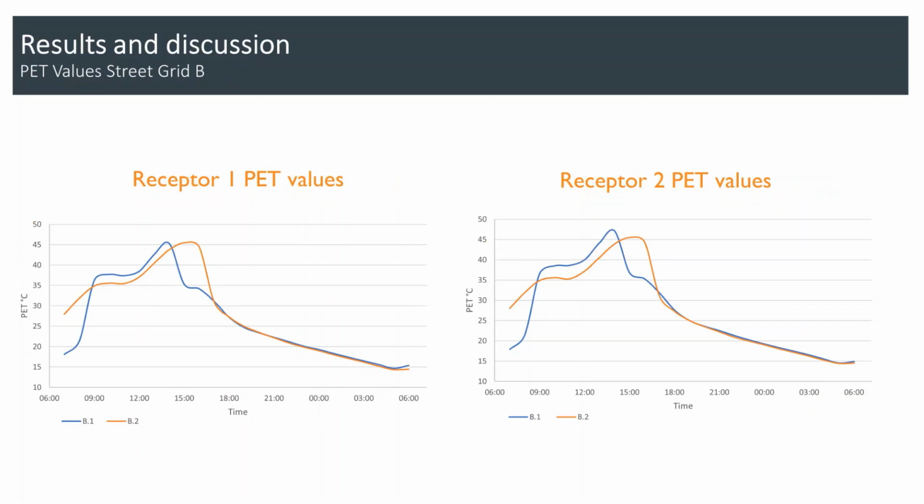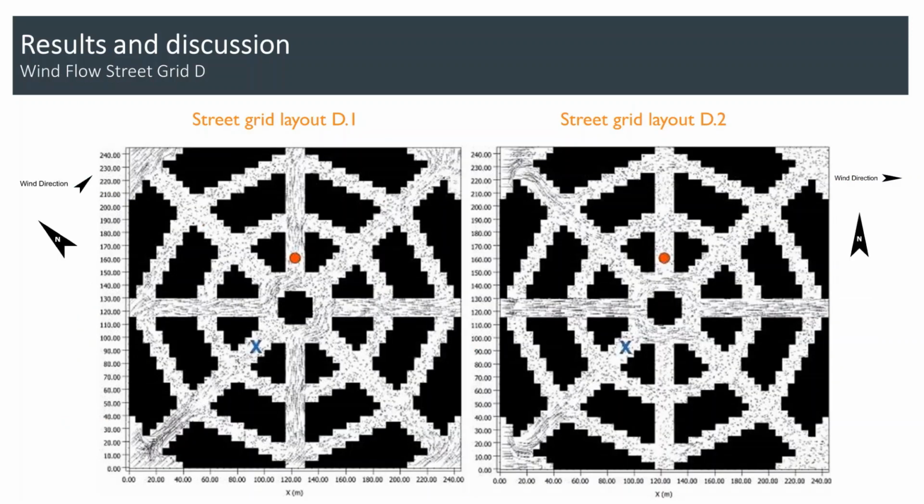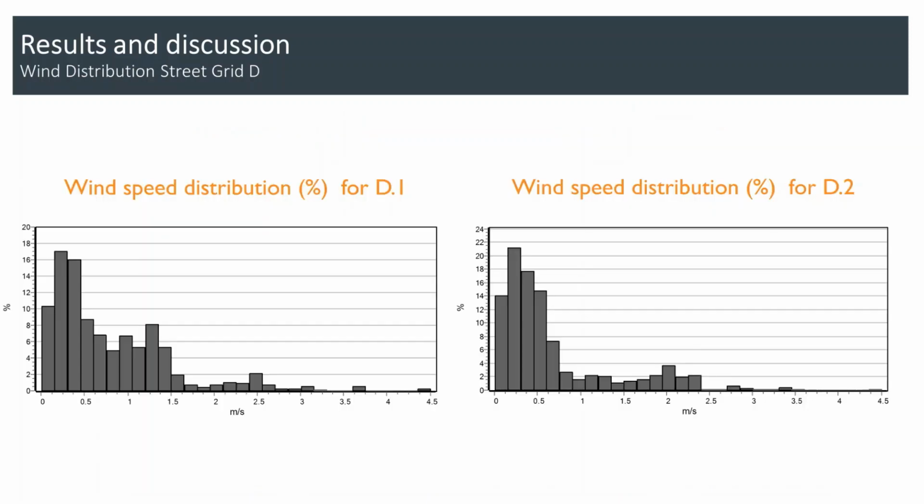The PET values for the receptors show similar trends due to the similarity in conditions in both locations. Scenario B2 shows higher PET values in the morning and late afternoon due to its orientation, while B1 has higher midday values. The radial configuration showed poor wind speed values due to the complexity of the geometry, where the average wind speed ranged between 0.1 and 1.25 meters per second. The wind distribution chart showed a high percentage of low wind speed in both scenarios for the radial grid system.